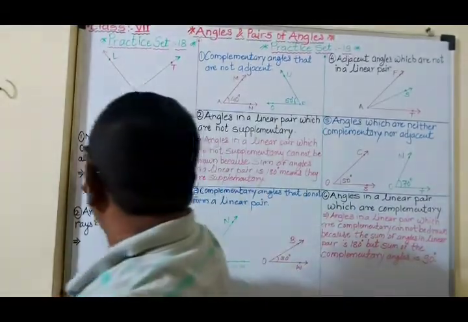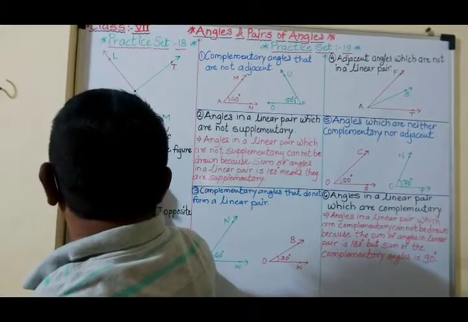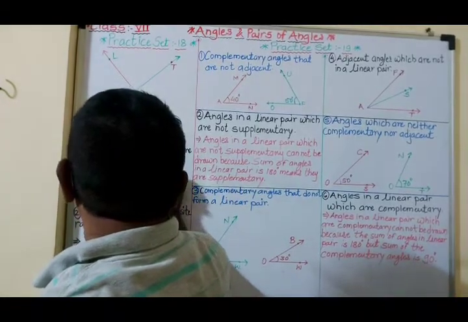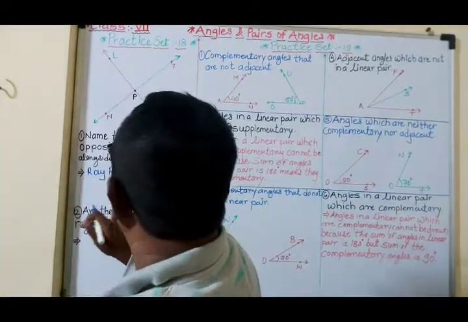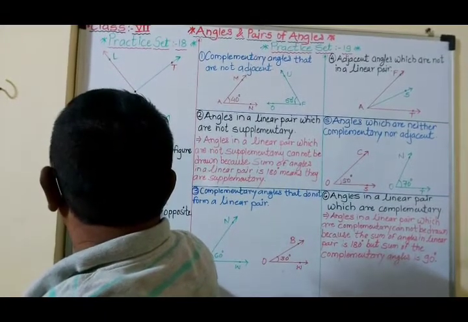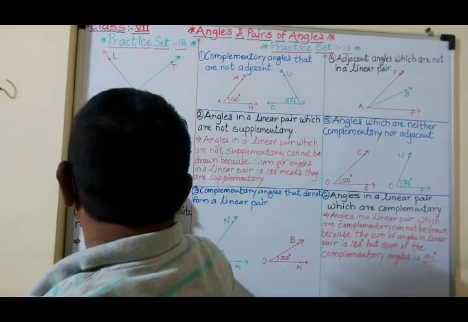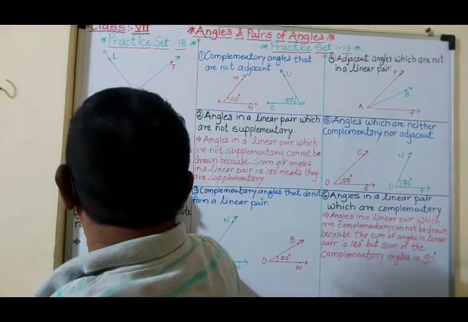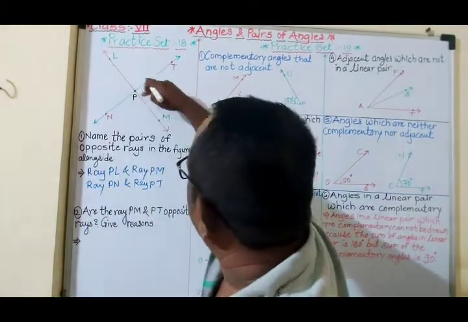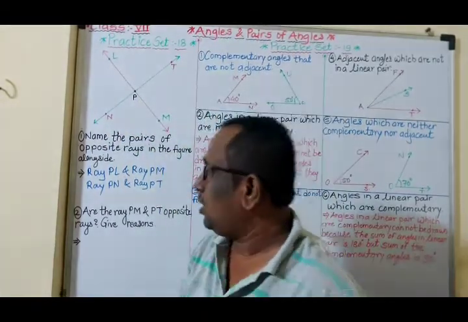Then we will write ray PL and ray PM. Then the next line, ray PN and ray PT. So these are the opposite rays.